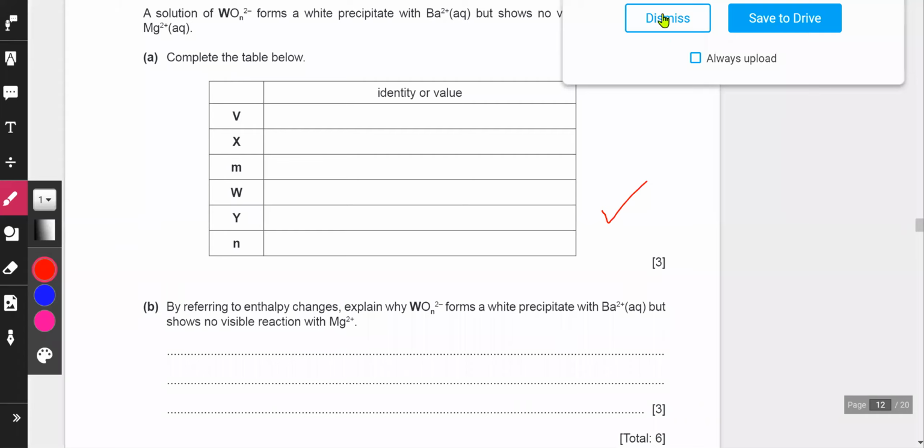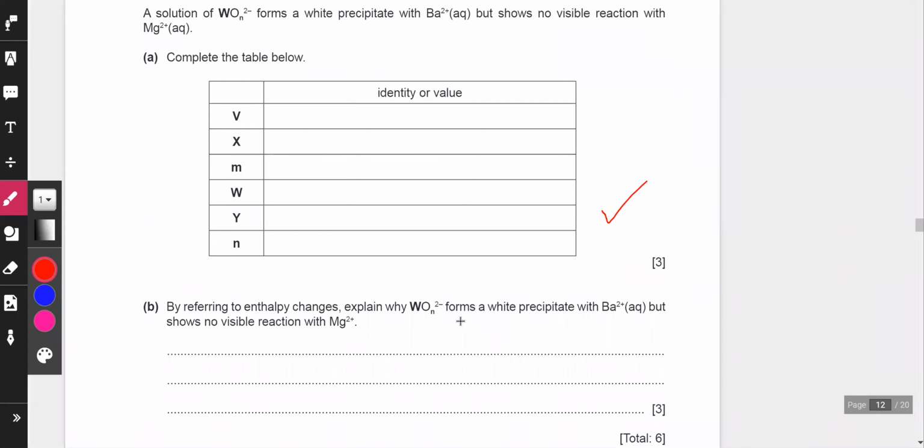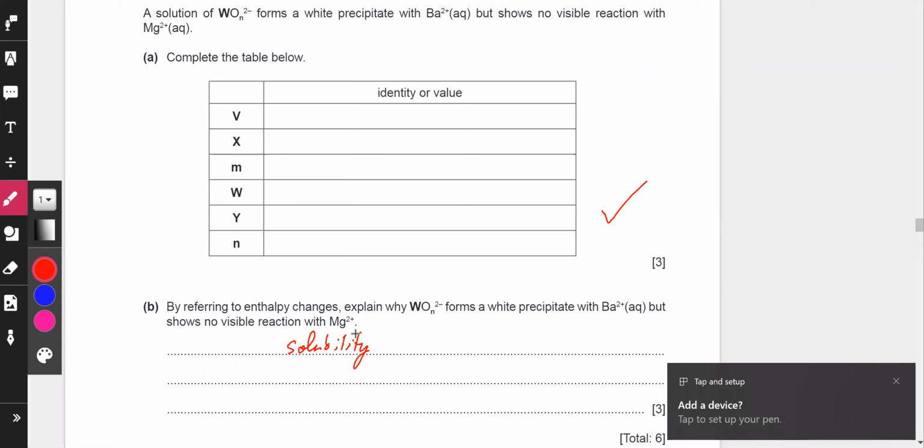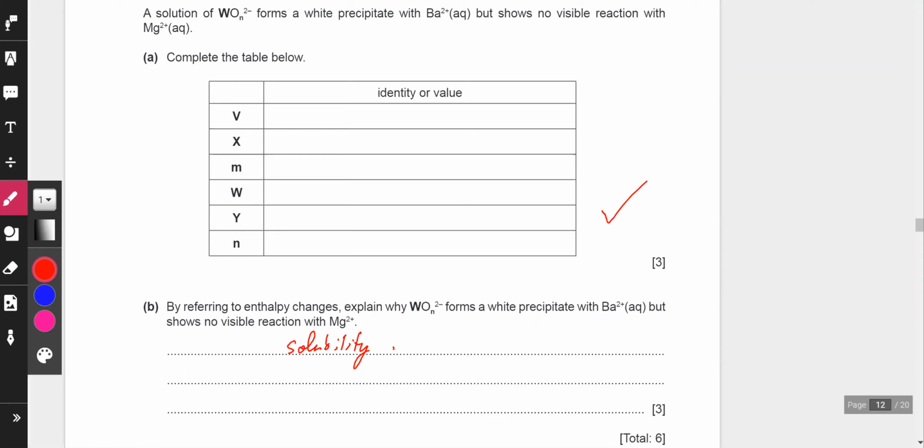Now, in the next part, he's saying that by referring to enthalpy changes, explain why this forms a white precipitate with barium ions but shows no visible reaction. We just talked about that: solubility of sulfates decreases down the group, down group 2. So MgSO4 is soluble, but barium sulfate is not soluble.